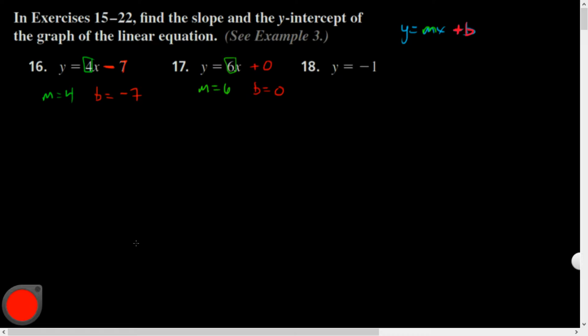And similarly with question 18, I could have rewritten this as y equals 0x minus 1. And b is equal to -1. Well done. So this is the equation of a horizontal line as well. So you might have just been able to remember that the slope of a horizontal line is 0. But there you go.